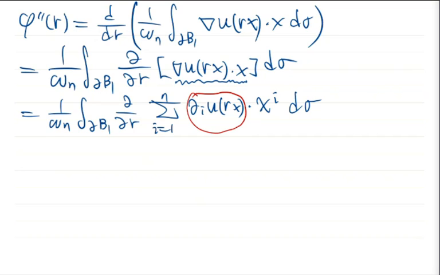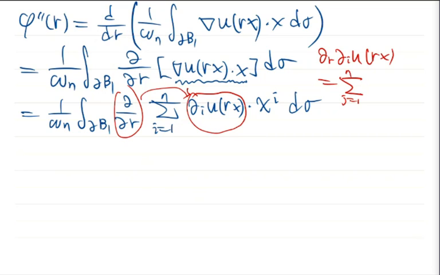Then this derivative can act on the partial derivative of u. So d_i u(rx) is the sum, by chain rule again, d_ij, maybe d_ji, of u(rx) times x_j. And by chain rule we have this result.